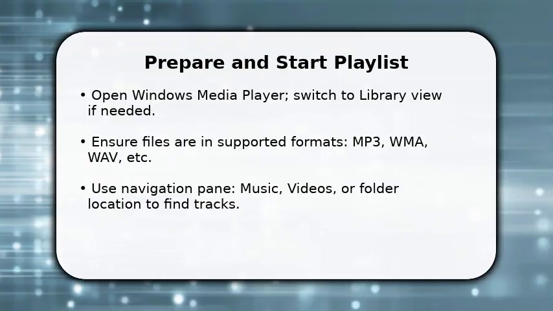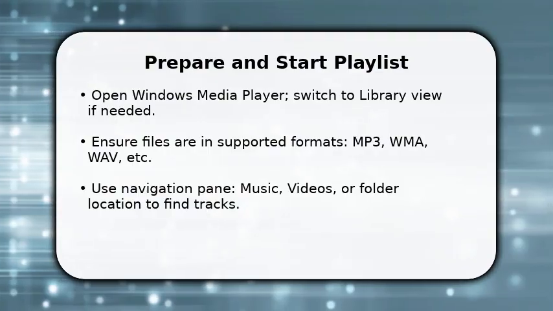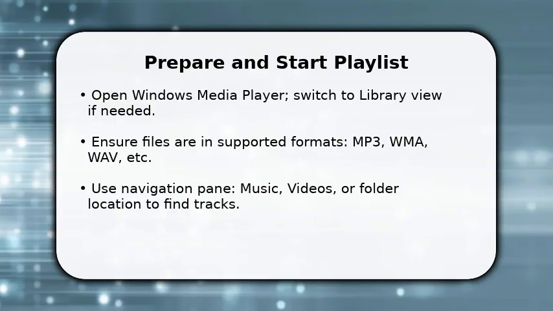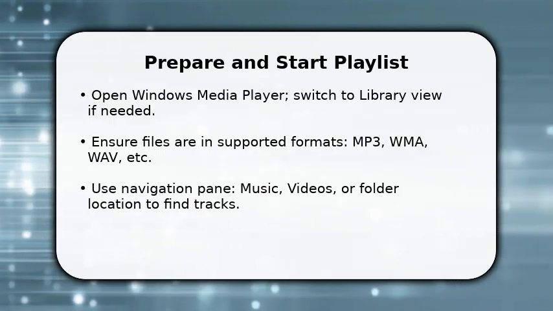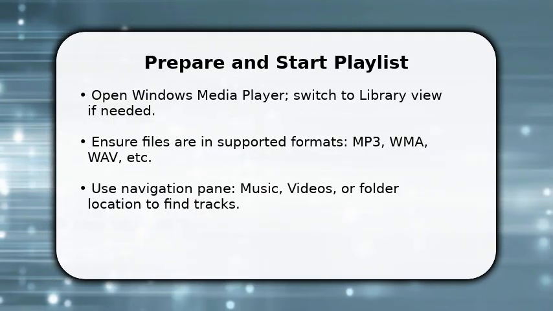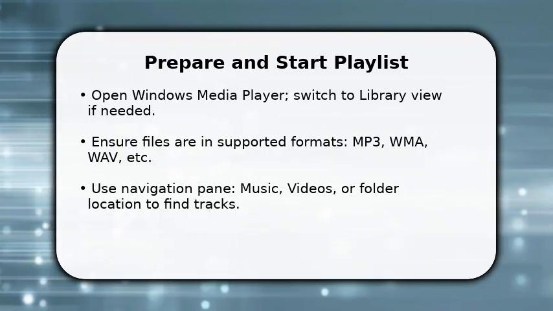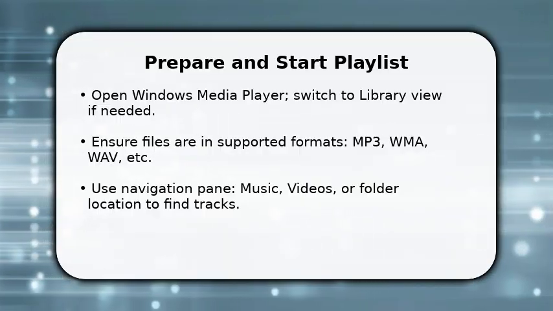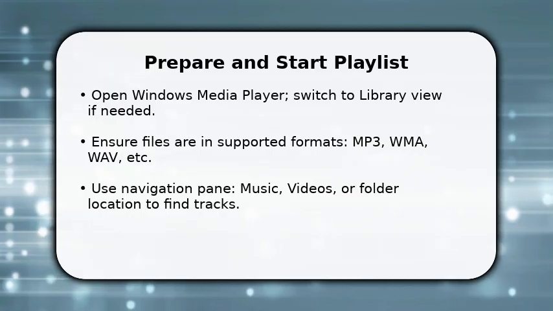You start by opening Windows Media Player and going to the library view so you can see your music and folders. Once done, confirm the files are supported formats like MP3 or WMA because incompatible files won't add. Now locate the songs using Music, Album, or a specific folder in the navigation pane. Select the first group of tracks you want.